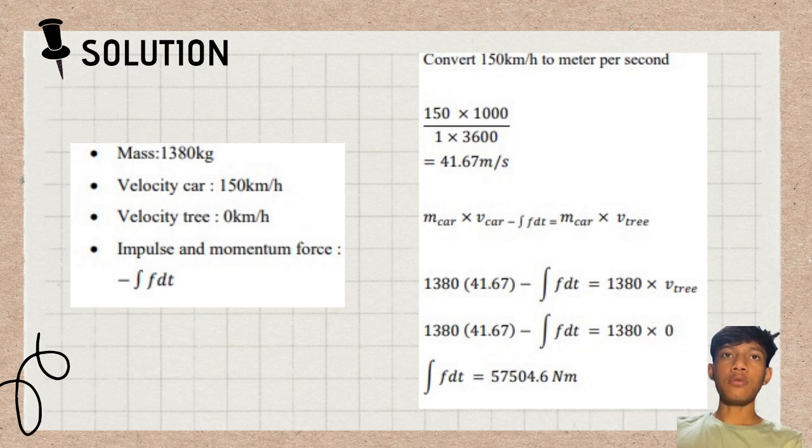Mass of the car is 1380 kilogram times the velocity of the car, which is 41.67, minus the integral of F dt equal to 1380 kilogram times the velocity of the tree, v2 equal to 0. Then we can get the final answer, which is 57,504.6 Newton meter.